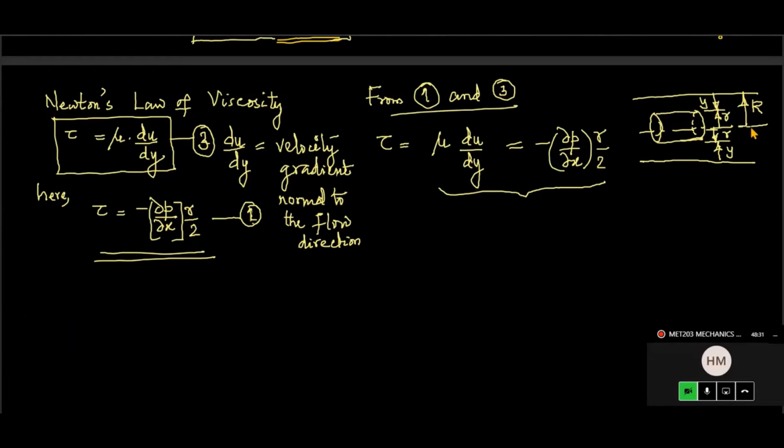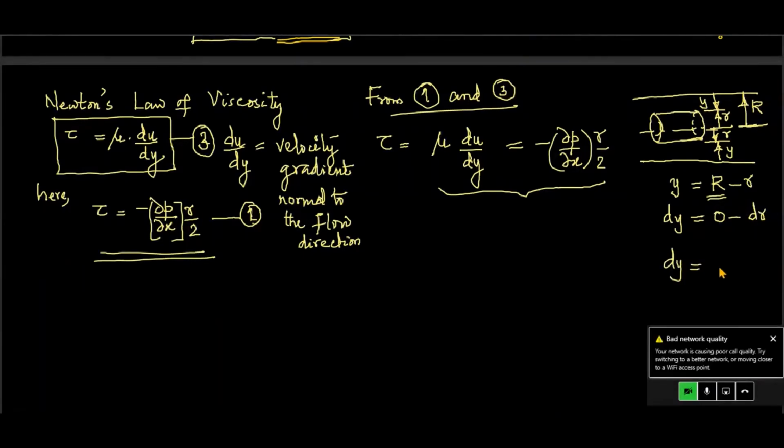And now you correlate this y. What is this y actually? y is capital R minus small r from your diagram. Then what will be dy? This capital R is a constant. Here the variables are y and r. Therefore dy is equal to 0 minus dr. So in terms of radius, dy is equal to minus dr.